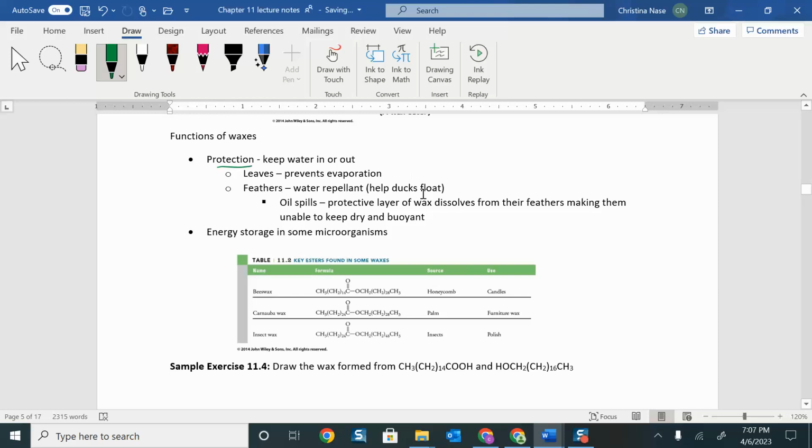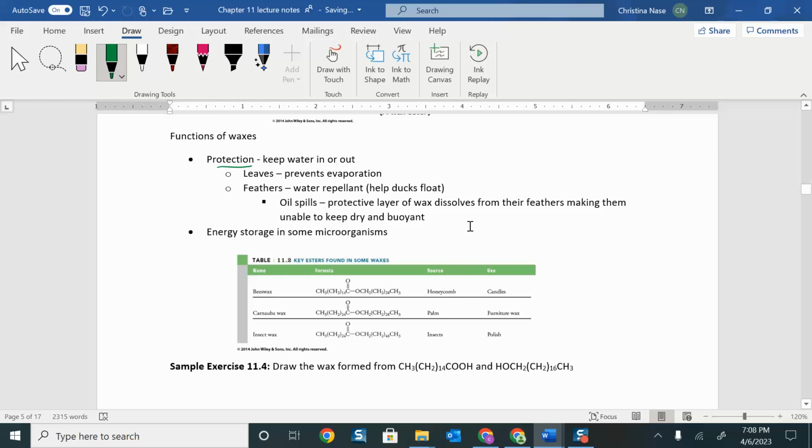Feathers, especially on ducks, on any kind of birds that are in the water, waterfowl, those feathers are water repellent. There's a waxy substance on those feathers, and that prevents them from drowning. That helps them float, keeps them buoyant. This is why oil spills are so detrimental to waterfowl, because that oil is going to dissolve the waxes on the feathers.